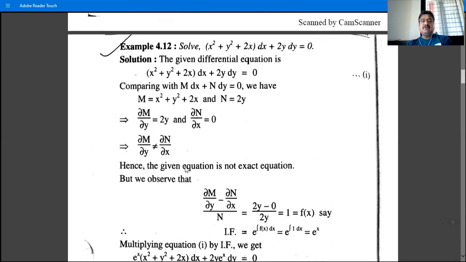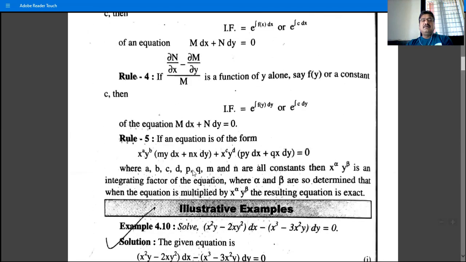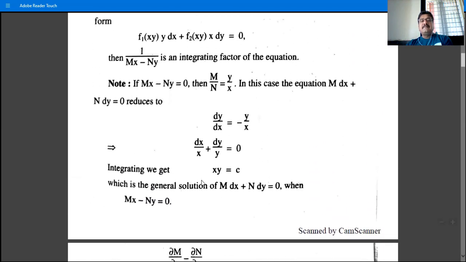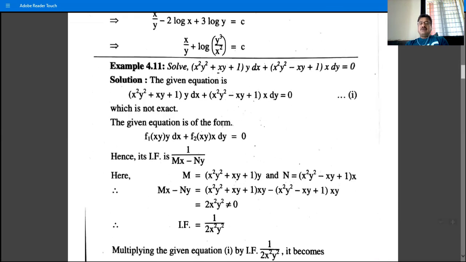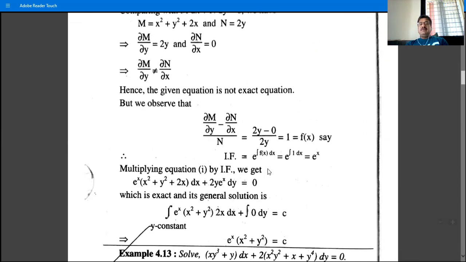So this is the example on rule number 3. Okay, this is the example on rule number 3. Del M by del y minus del N by del x divided by N is a function of x alone, or we say it is constant. Then what is the integrating factor? E raised to integration f(x) dx, or e raised to integration of that constant. Now the value of this quantity in this example is 1. We have a constant value. If we have a constant value or function of x, then e raised to integration f(x) dx is the integrating factor. So e raised to integration 1 dx, that is e raised to x is the integrating factor.